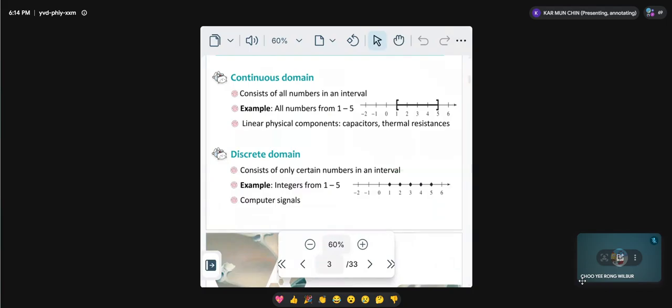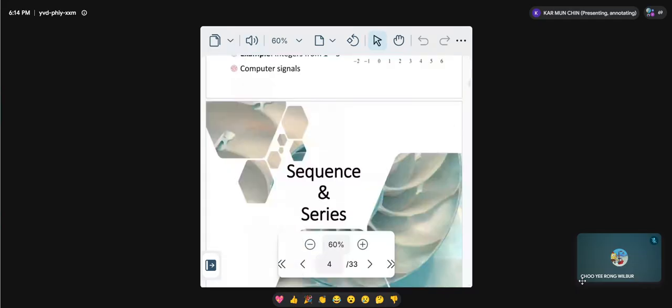So for a discrete domain, it consists of only certain numbers in an interval. So let's say 1 to 5. Computer signals are an example. If it is 1 to 5, it means that you only hold the numbers 1, 2, 3, 4, 5. You don't have the numbers in between. So this is the discrete domain.